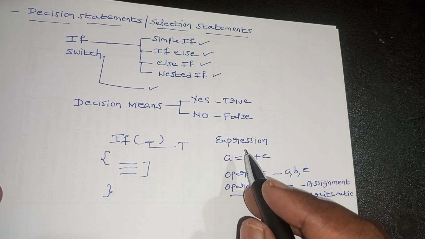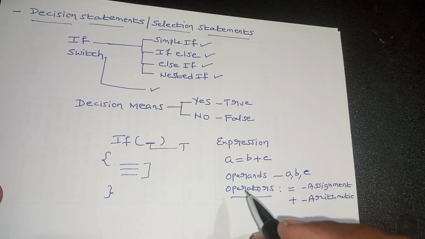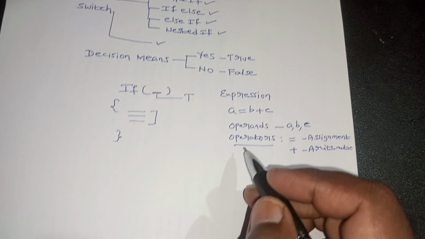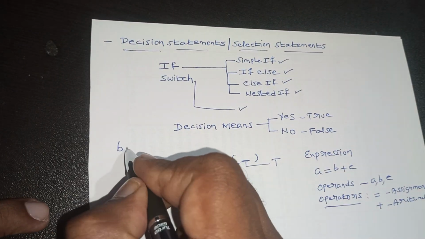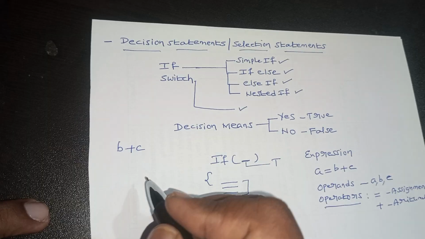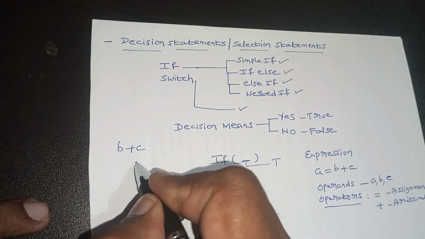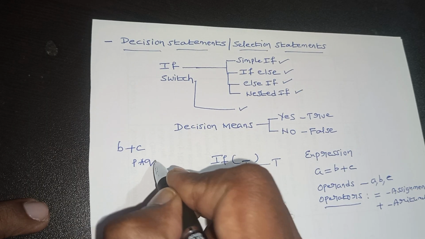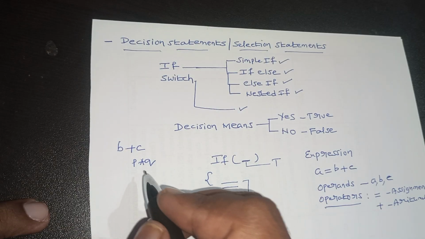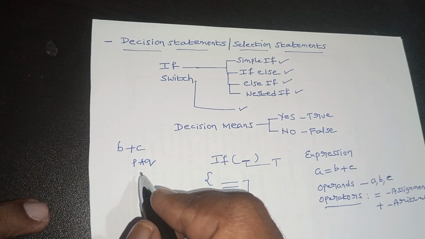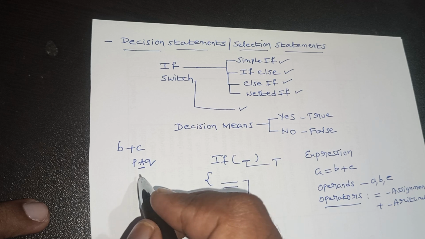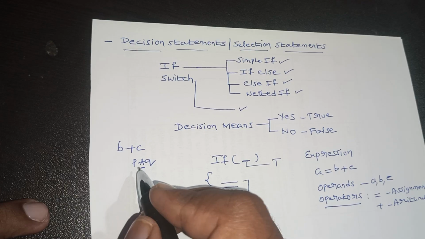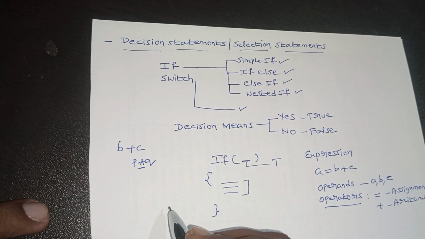So an expression contains two things: one is operands, second one is operators. Take one more example. If you take b plus c, this is also an expression. If you take p into q, it is an expression. The operands are p and q. The operator is the multiplication symbol, which is an arithmetic operator. This is called an expression. Why we are talking about the expression, we'll see now.